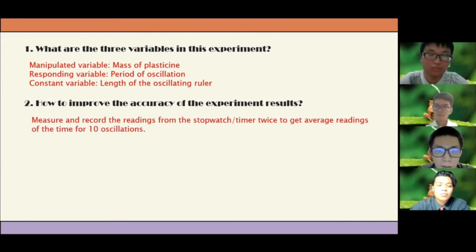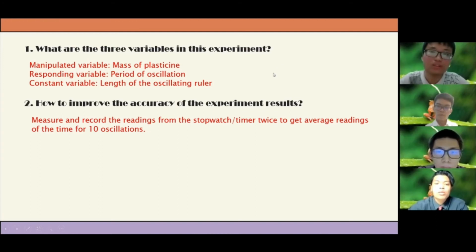Okay, all right. So the simple answer is given like that. Measure and record a reading from the stopwatch timer twice to get the average of the time for tank oscillation. The reason why we need to do that is to avoid parallax error. Because sometimes when we take the reading from the stopwatch, our eyes are not perpendicular to the scale of measurement, so it will cause some error.